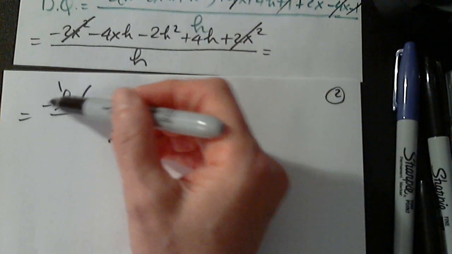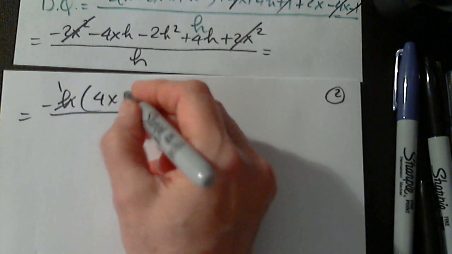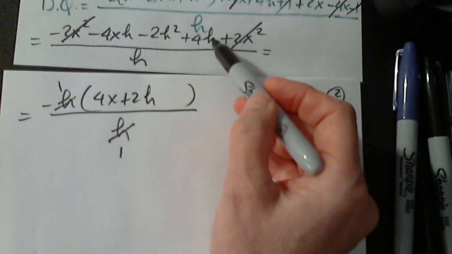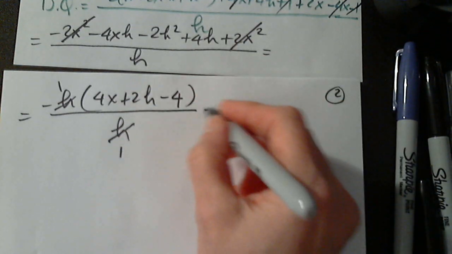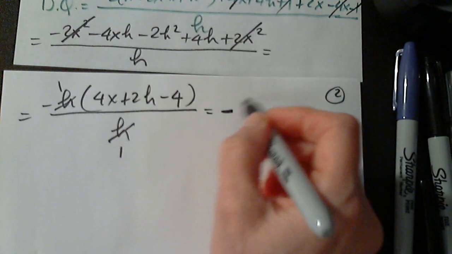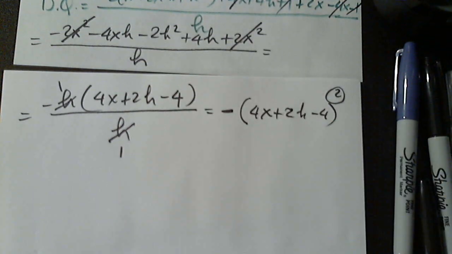So now, because I factor a negative h, I have 4x. Because I factor a negative h, I have positive 2h. Because I factor a negative h, I have negative 4. And this is the form, with minus in front, and I have 4x plus 2h minus 4. Any questions on this problem? Any questions for me, please? Is this okay?